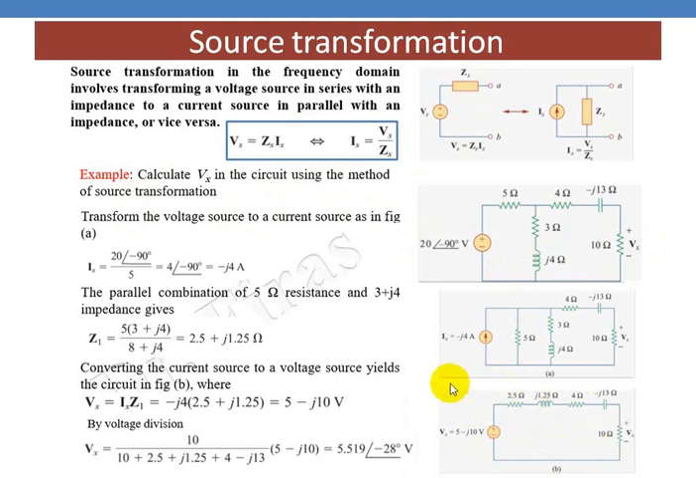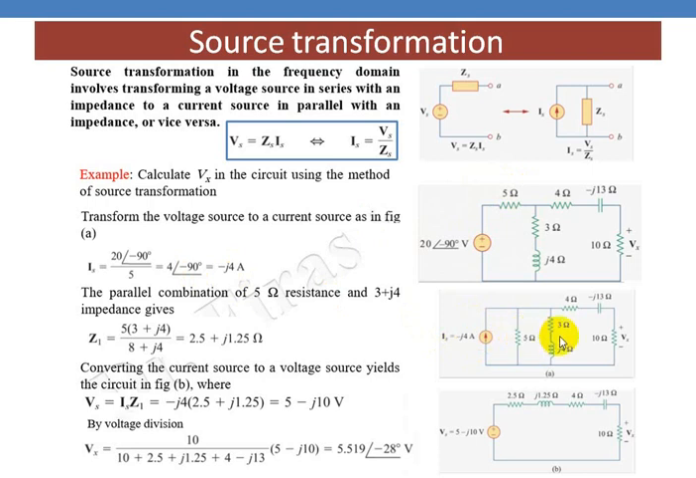So now first we will take this voltage source in series with this resistance. This voltage source in series with resistance, you convert into a current source in parallel with the resistance. So this resistance you now draw in parallel. The current will be 20 at an angle minus 90 divided by 5. This comes to be minus j4. So minus j4 ampere we write here. So now you have done this.